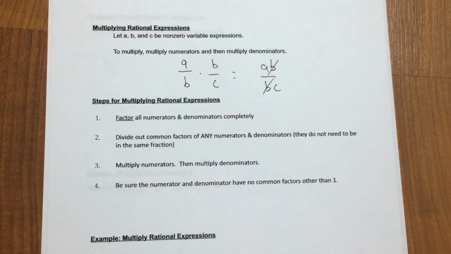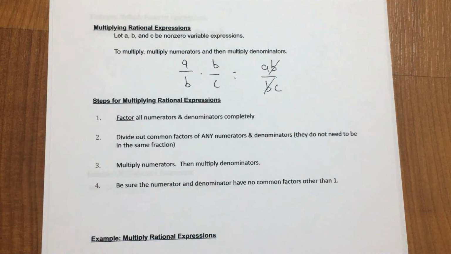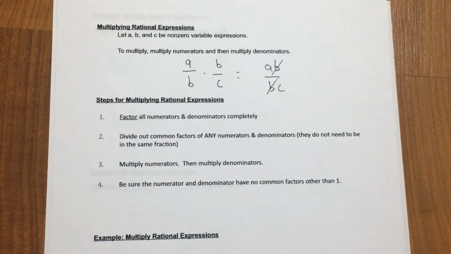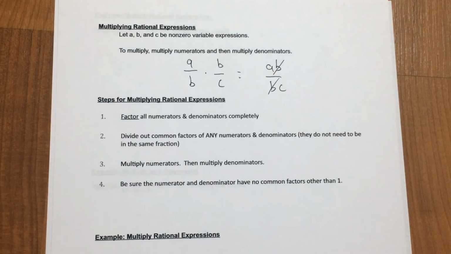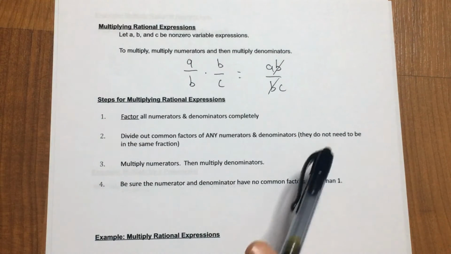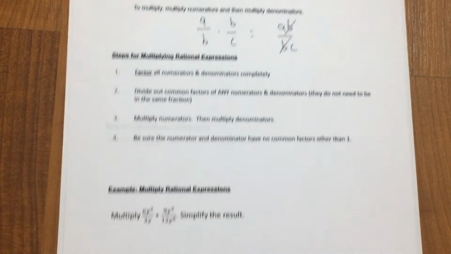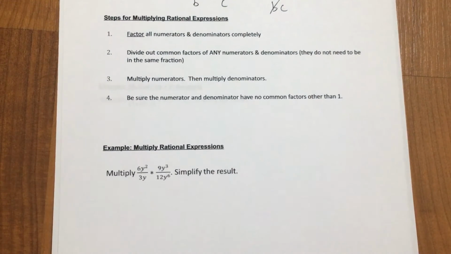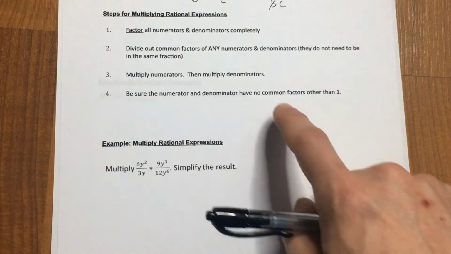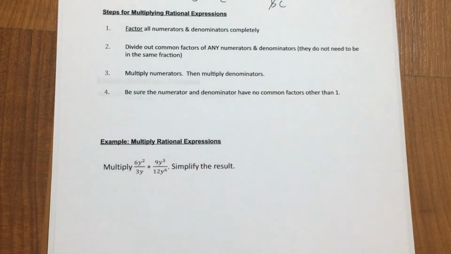Here are the steps. You're going to want to reread these steps to yourself. Factor all numerators and denominators completely. Divide out common factors of any numerators and denominators. They do not have to be in the same fraction. We can cancel out diagonally as well. Then multiply numerators, multiply denominators, and be sure the numerator and denominator have no common factors other than 1. Basically, that last step means make sure you look to simplify as much as possible.